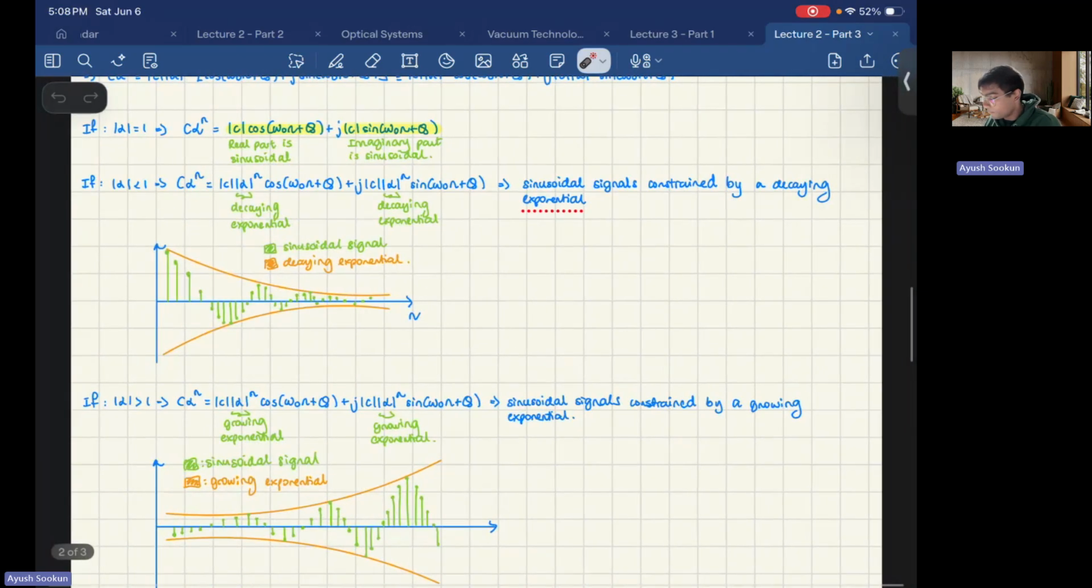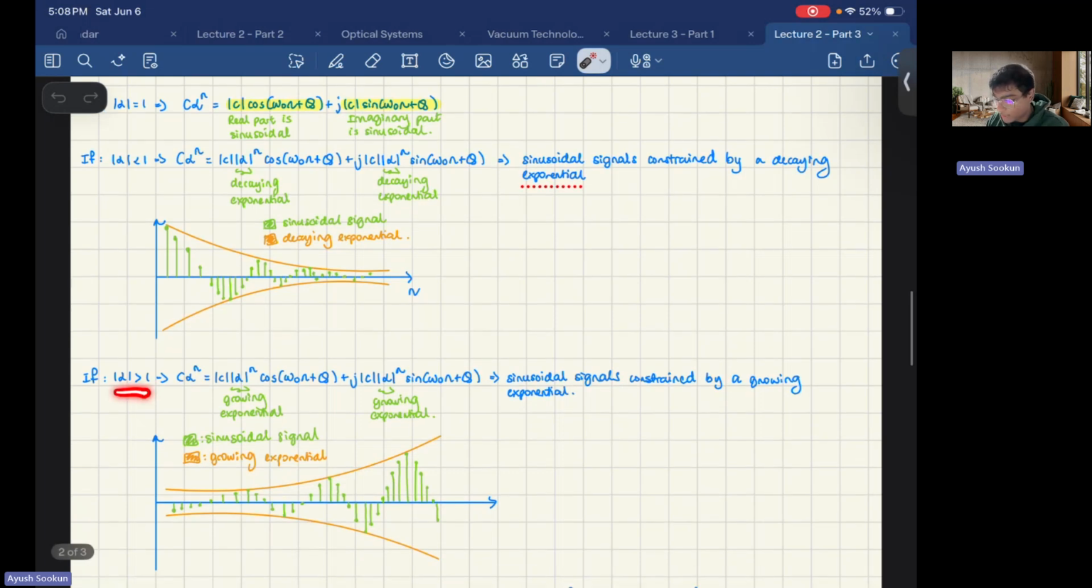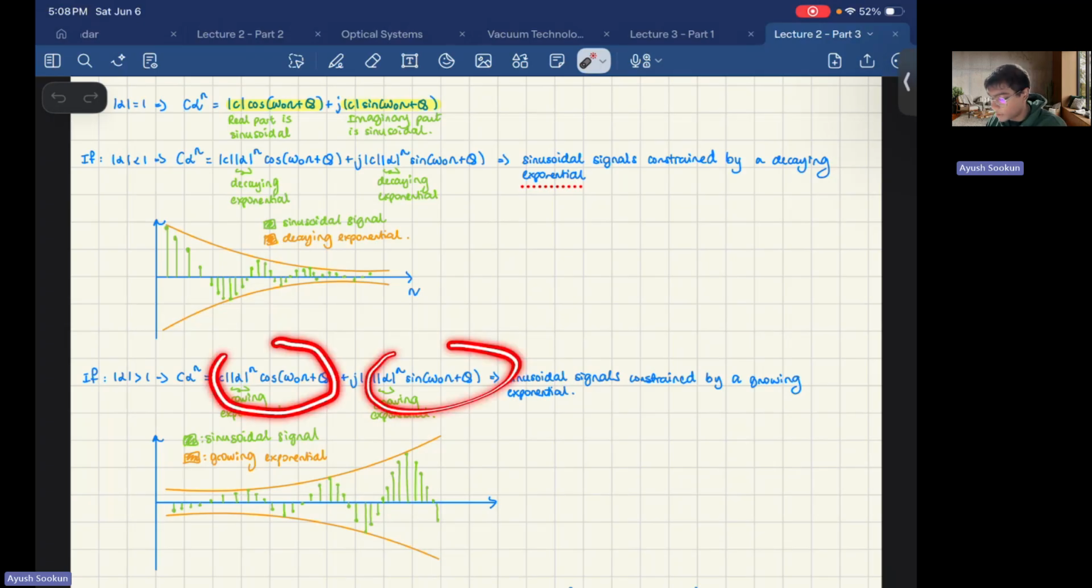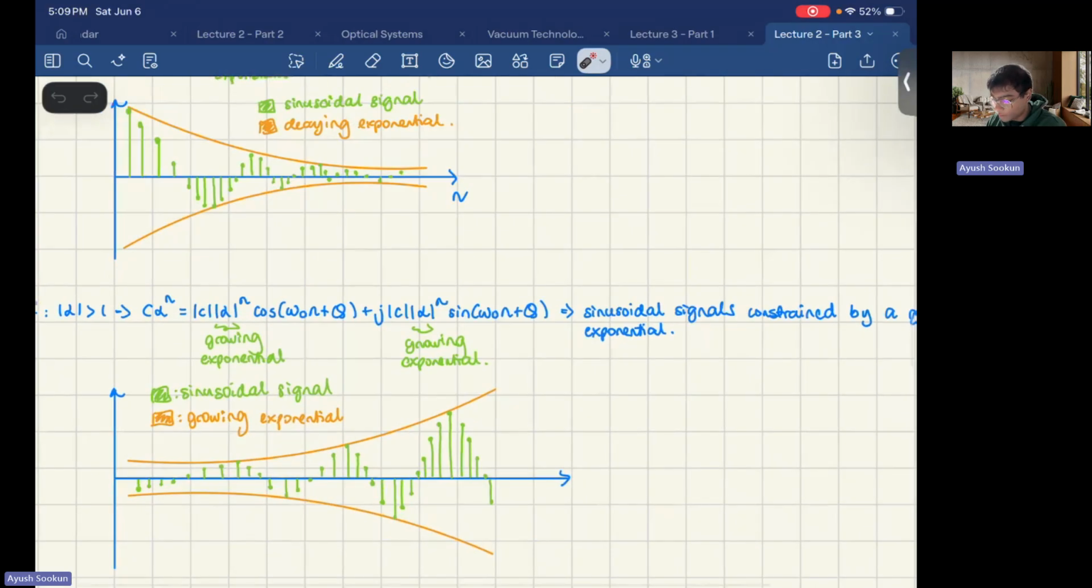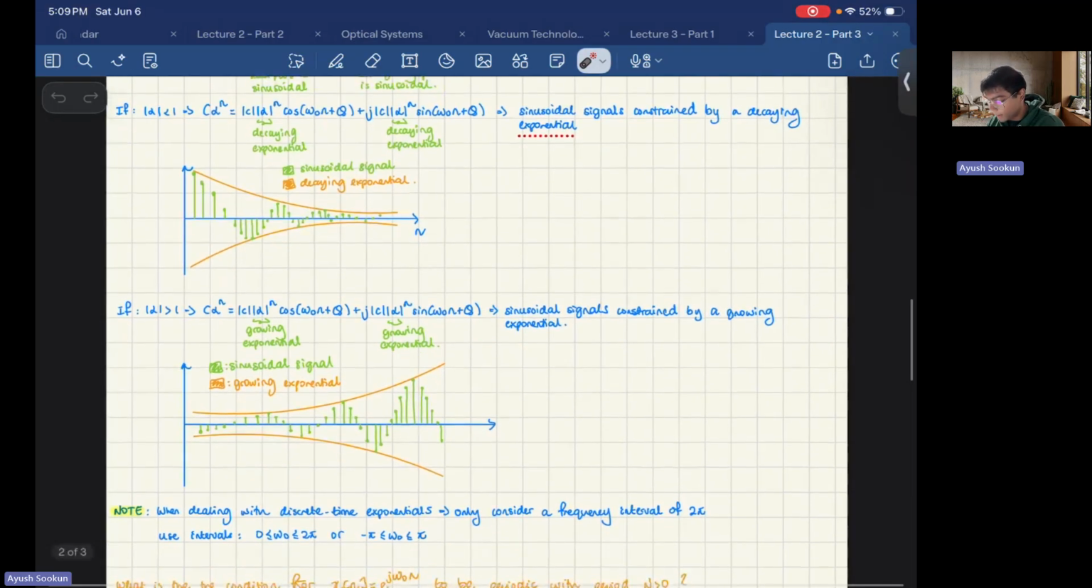Now, the opposite of a decaying exponential is a growing exponential, okay? And what is that? If alpha is greater than 1, then you have a growing exponential. Again, this is just high school math, for both cases, for the real part and for the imaginary part. So now you have a sinusoidal signal that is constrained by a growing exponential. You have an exponential function here that's growing, and your sinusoidal function is just going to be limited by that growing exponential. That's all it is, okay?